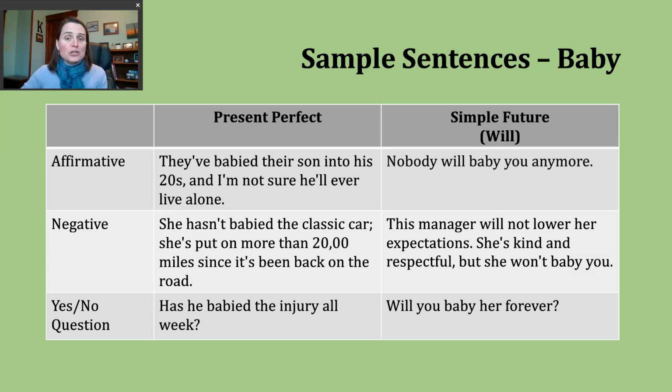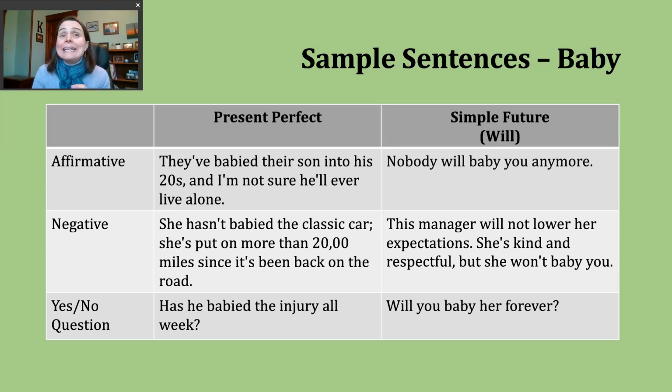They've babied their son into his 20s, and I'm not sure he'll ever live alone. So the sentence, I would say, comes with a little bit of judgment, a little bit of criticism. I think it would go back to our first definition. They have treated this person who is now an adult like a small child, like a baby.